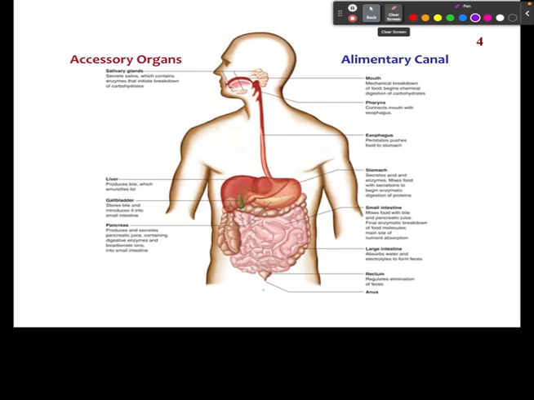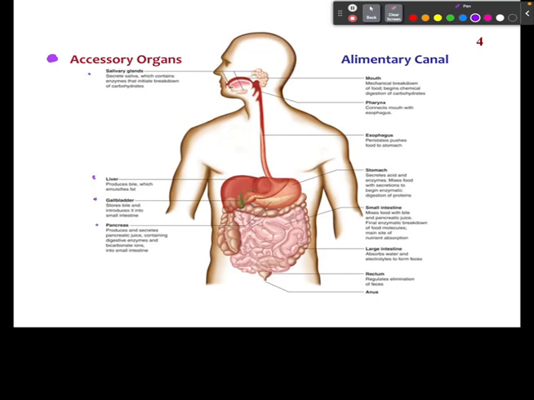It's not the only thing that's used when we are breaking down our foods. We also have additional or accessory organs that are going to help us with digestion. They are not directly in the alimentary canal, however, they work with it. And a few of these you may know already.